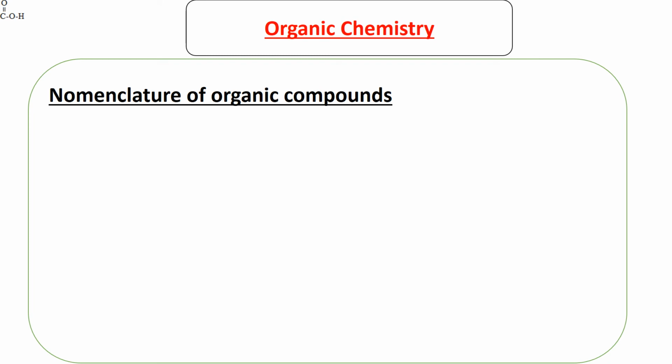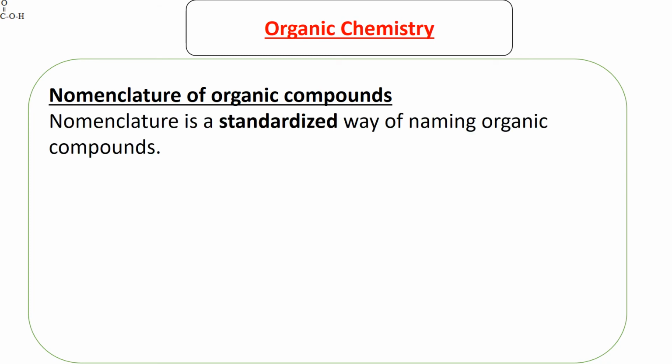Next, we go to nomenclature of organic compounds. Nomenclature is about standardized ways of naming organic compounds. So, any name of an organic compound is made of two things. One, the prefix. Two, the suffix.